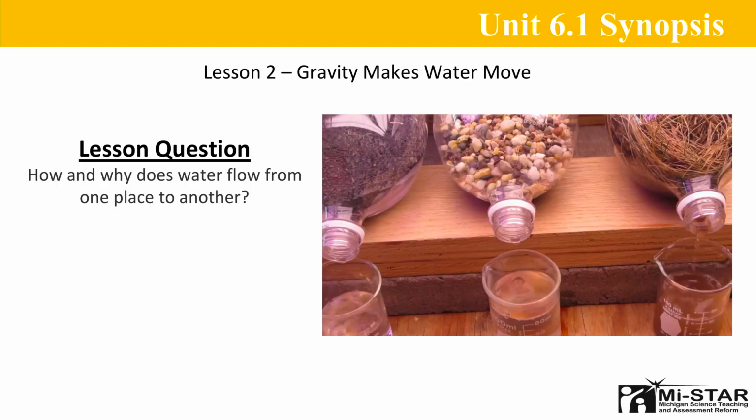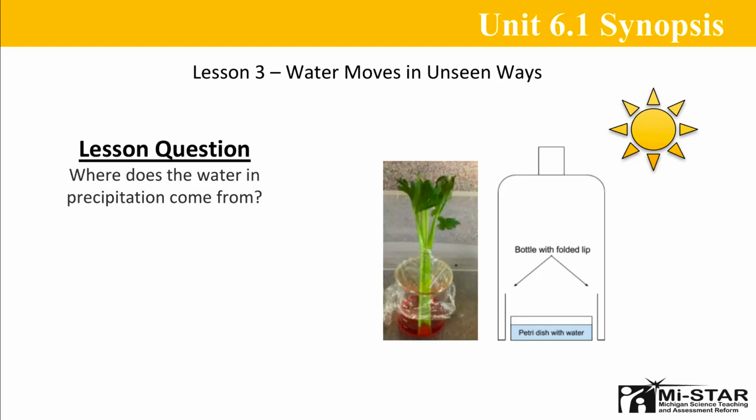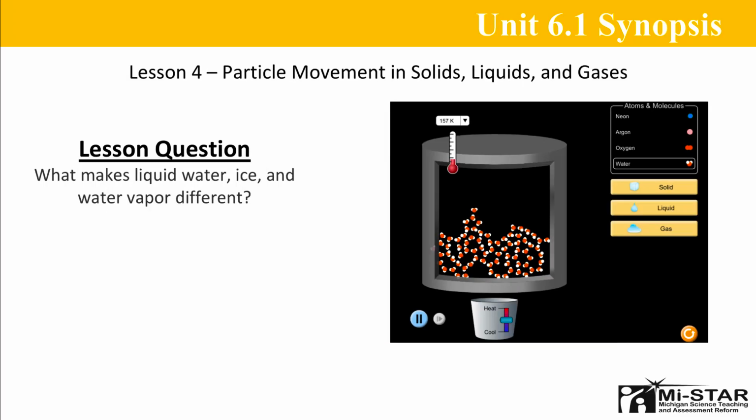and precipitation. During Lesson 3, students learn about the ways in which we cannot see water move as a result of energy from the sun through processes such as evaporation and transpiration. It is at the end of this lesson where students complete their first three-dimensional MyStar embedded assessment. In Lesson 4, students uncover why the different states of water behave a particular way by using the PhET simulation model developed by the University of Colorado Boulder. The PhET simulation is used to explore the particle movement of molecules for solid, liquid, and gas phases.